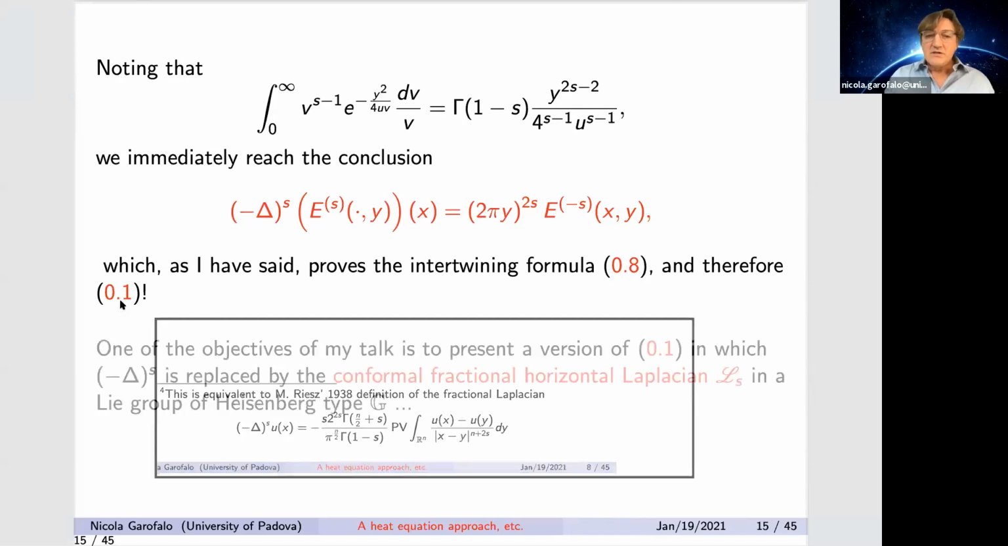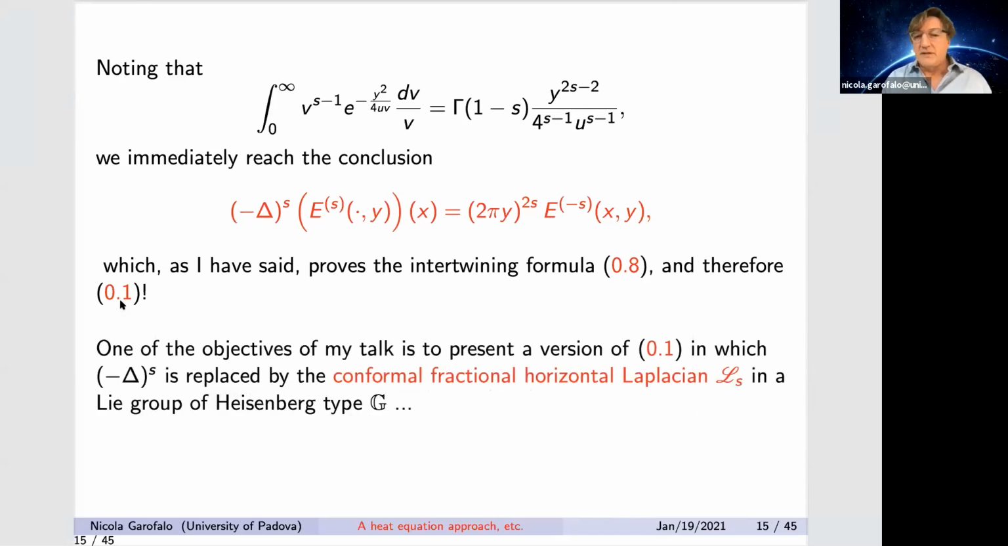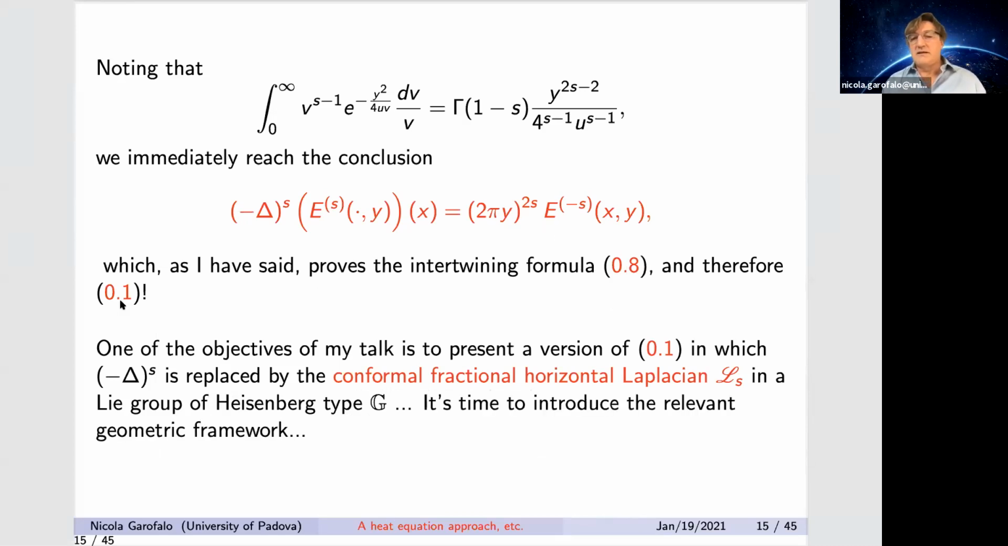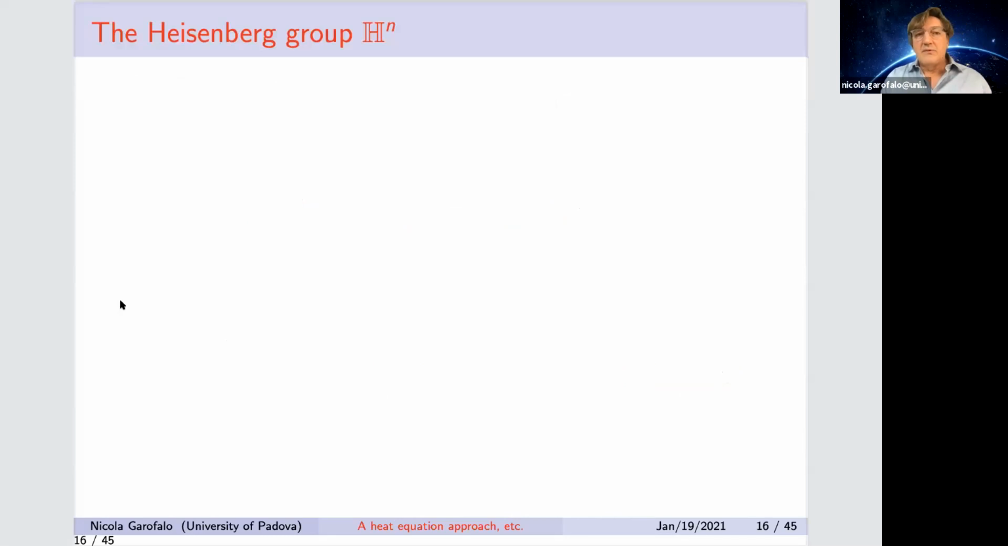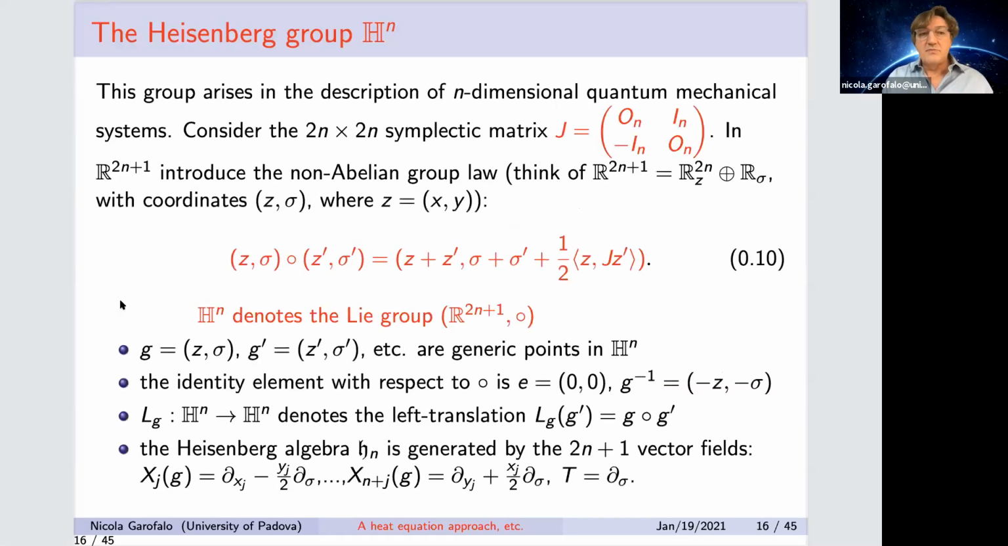Okay, so the objective of my talk is to present some version of 0.1 in which minus Laplacian to the s is replaced by the conformal fractional horizontal Laplacian in the Heisenberg group, or more generally in a Lie group of Heisenberg type. And this is now the time to introduce the relevant geometric framework. So I will quickly tell you what the Heisenberg group is.